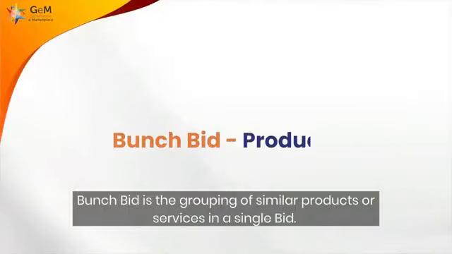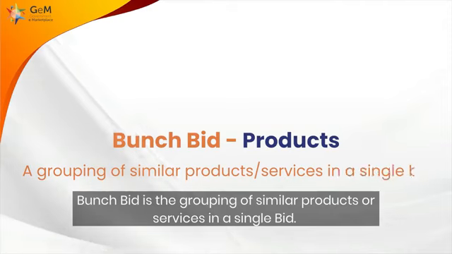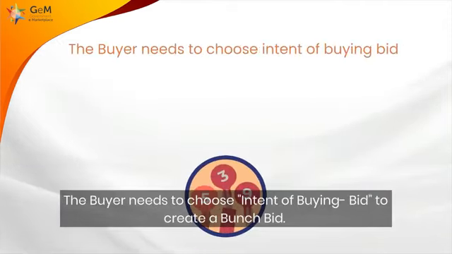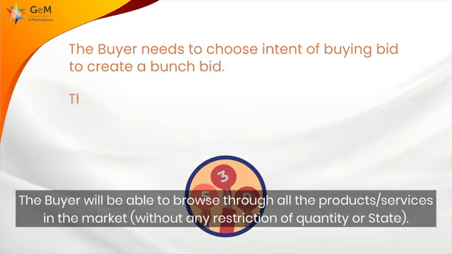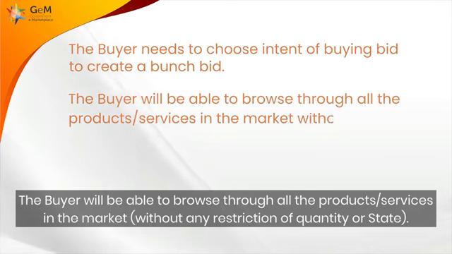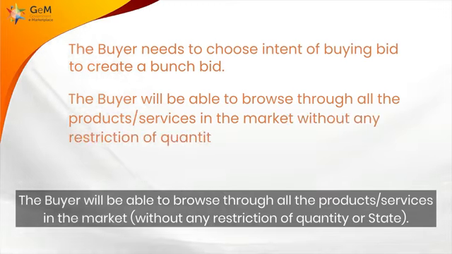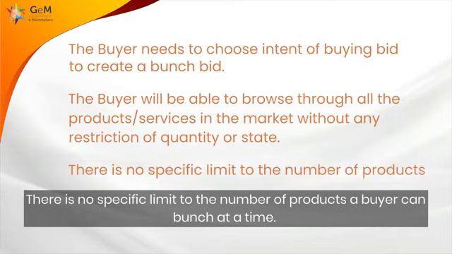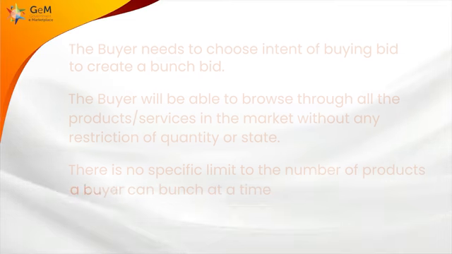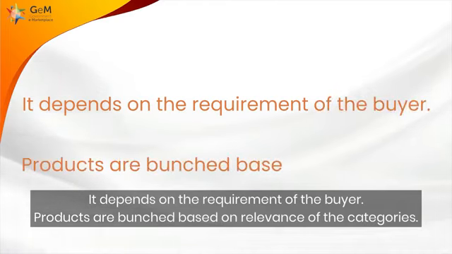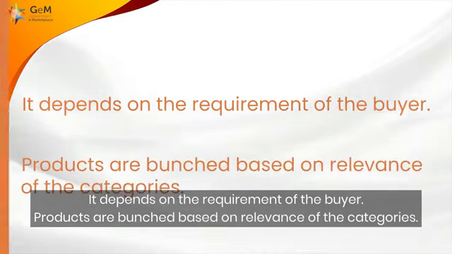Bunch bid is the grouping of similar products or services in a single bid. The buyer needs to choose intent of buying bid to create a bunch bid. The buyer will be able to browse through all the products or services in the market without any restriction of quantity or state. There is no specific limit to the number of products a buyer can bunch at a time. It depends on the requirement of the buyer. Products are bunched based on relevance of the categories.